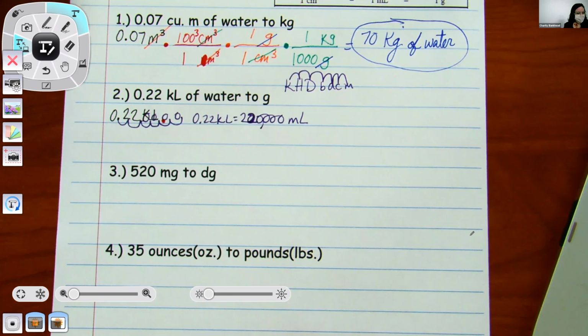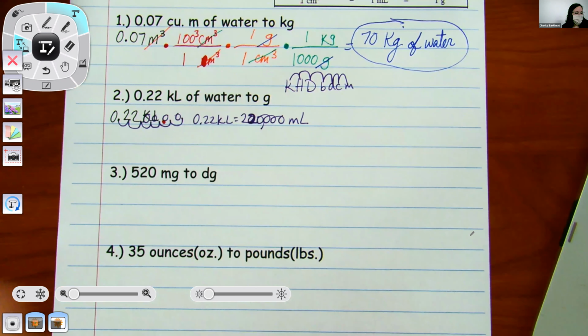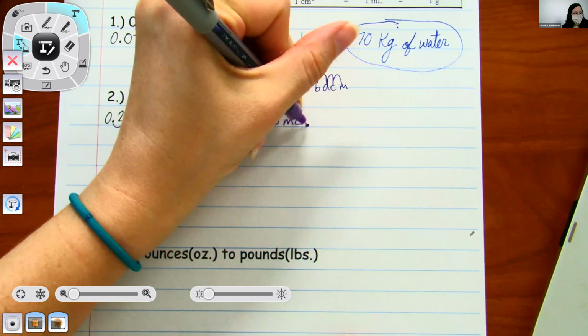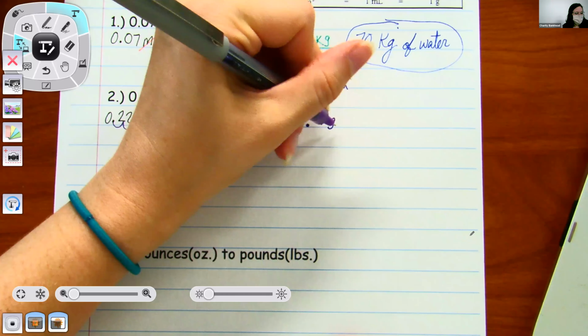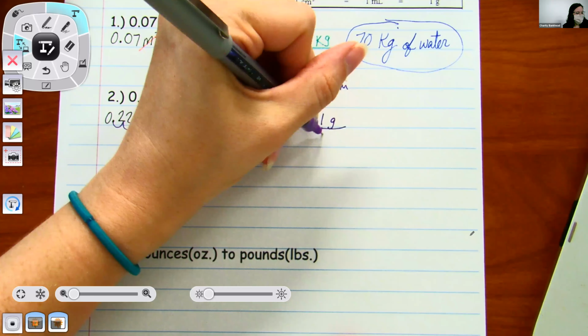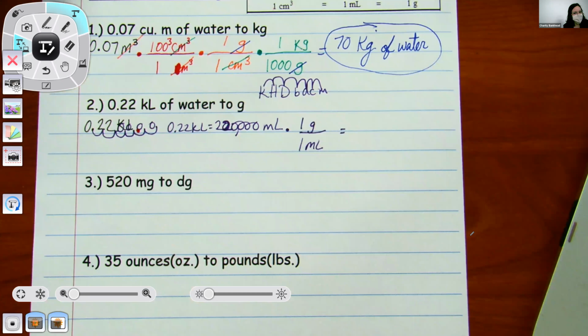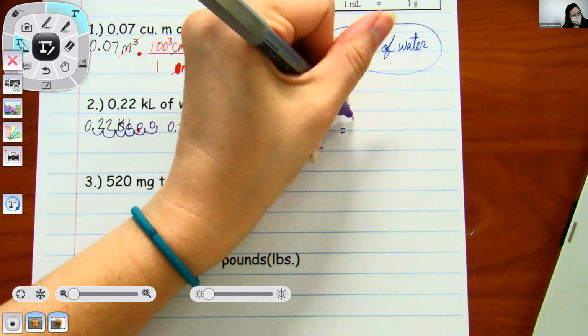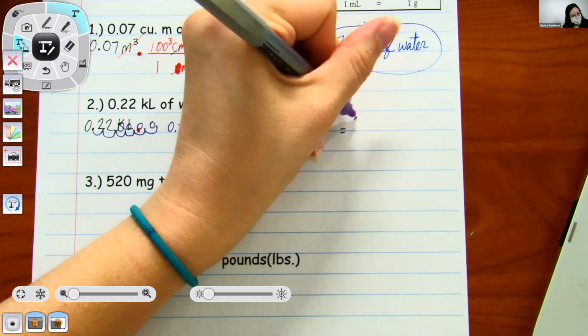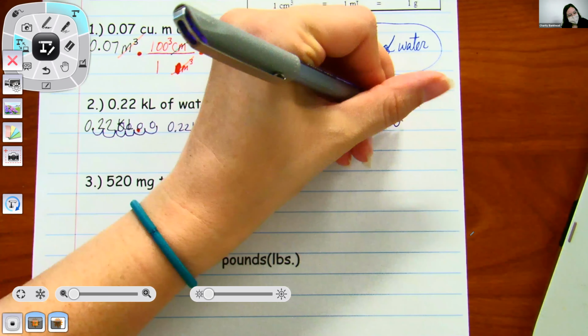Okay, and 1 milliliter of water weighs 1 gram. So that's just going to be 220,000 milliliters, 220,000 grams of water.